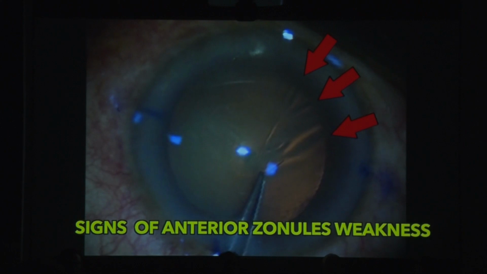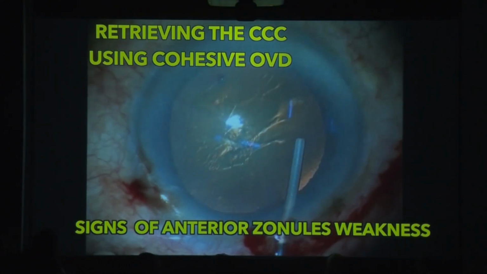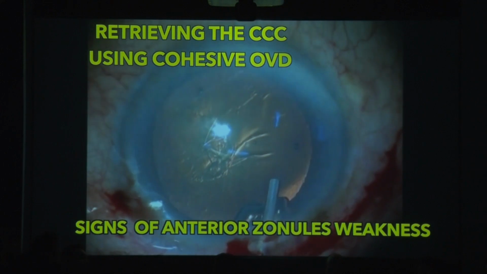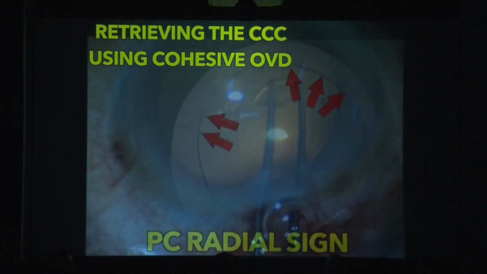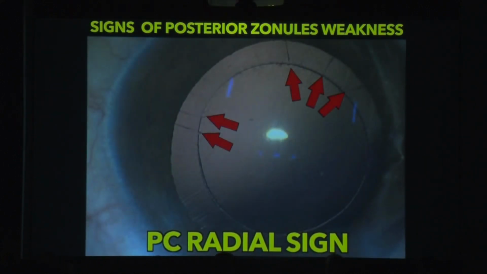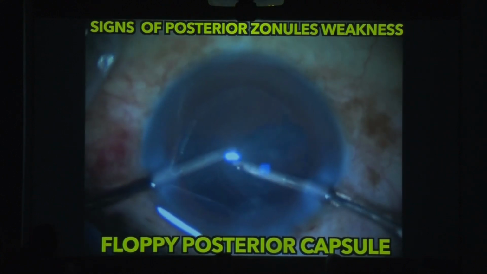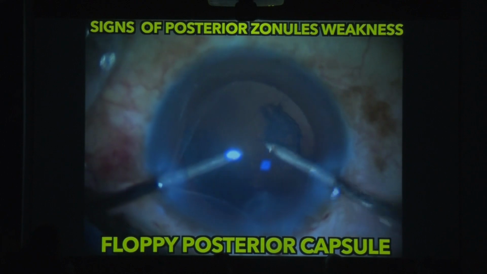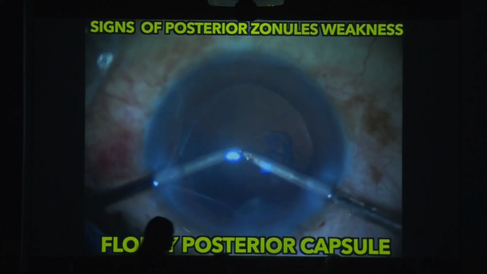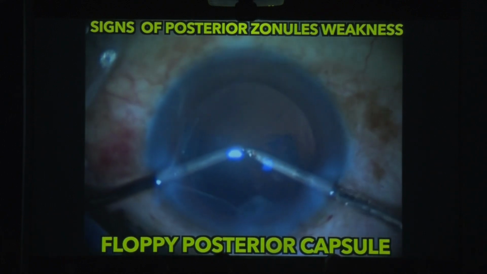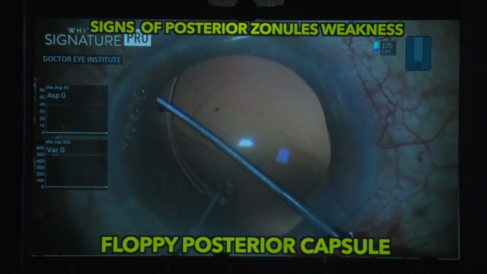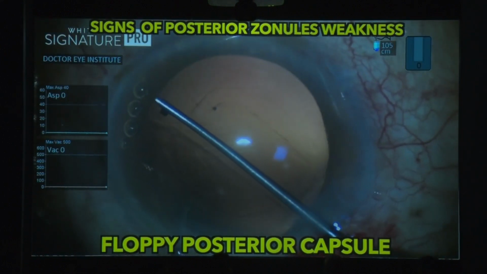To summarize, the presence of capsular wrinkles while performing capsular rhexis is a sign of selective anterior zonular weakness. Use of a cohesive viscoelastic prevents the rhexis's runoff in such cases. The novel PC radial sign and the floppiness of the posterior capsule, causing it to follow the aspiration probe during cortex removal, are signs of selective posterior zonular weakness. This floppy posterior capsule should always be stabilized with an endocapsular ring.